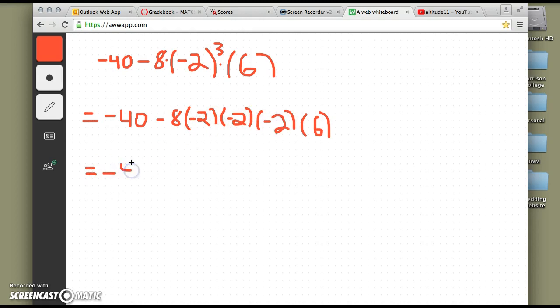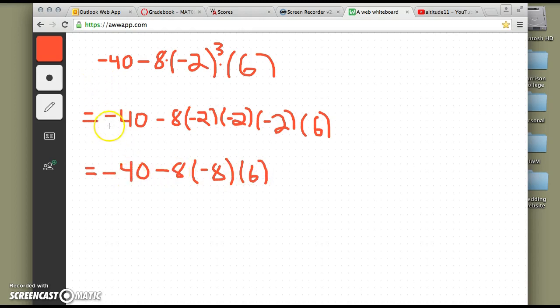So rewriting everything and taking care of that, we're going to have negative 40 minus 8 times, so remember we had negative 2 to the third, which is negative 2 times negative 2 times negative 2. So negative 2 times negative 2 is a positive 4. Times negative 2 is a negative 8. And then we still have times 6.